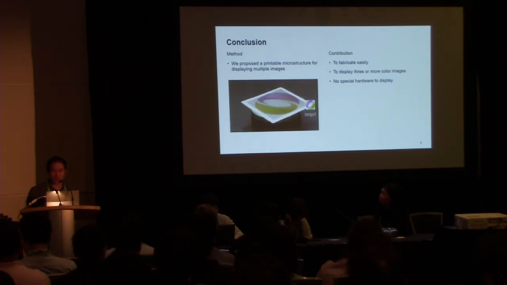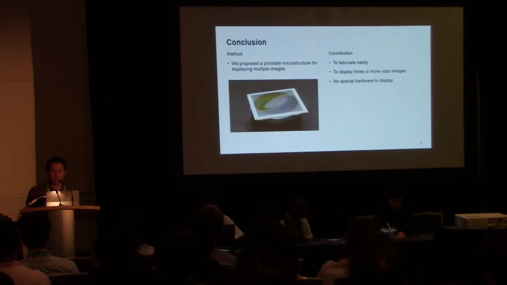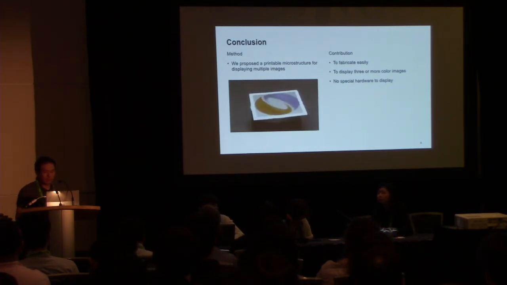It's my conclusion. So we propose a printable microstructure for displaying multiple images, and my contributions are to fabricate the reflector easily and to display three or more color images, with no need to attach special hardware. In 60 seconds, I will show some examples of printed sheets. Please come to our talk.